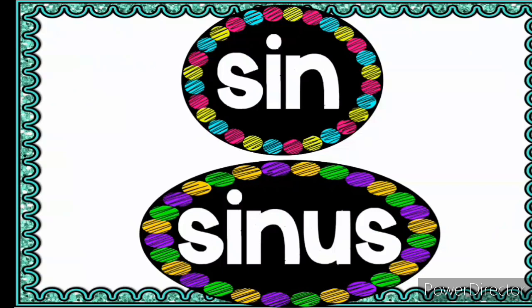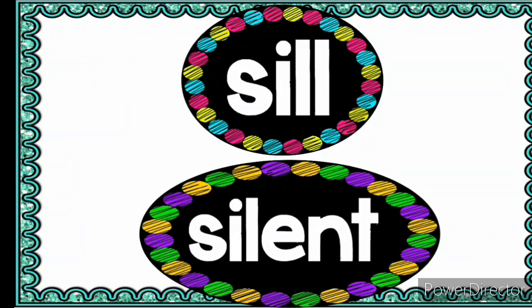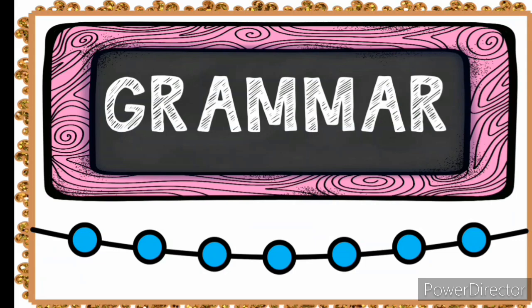Sin, sinus, sin. Sinus. Trip, tripod. Seal, silent. Now let's look at grammar together.